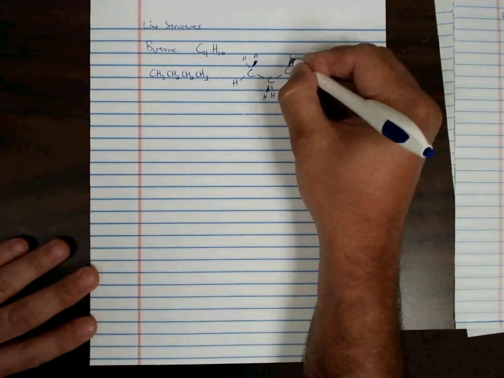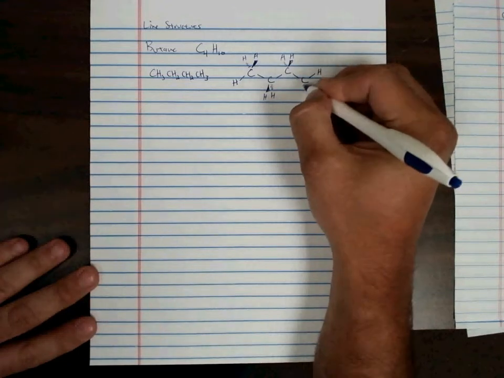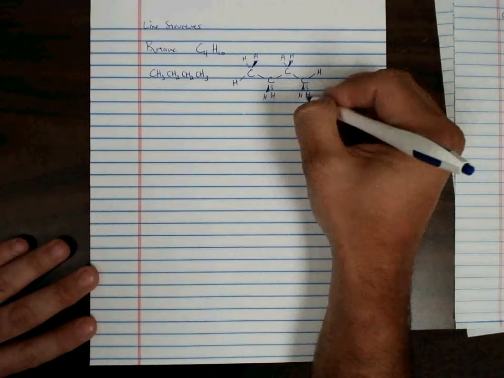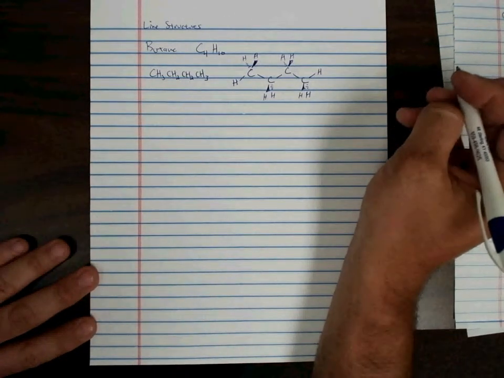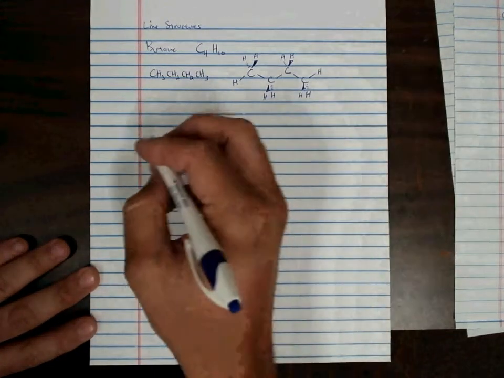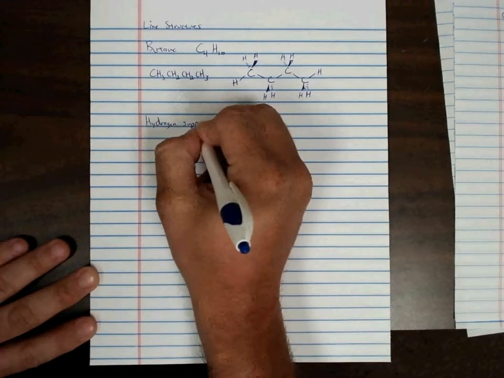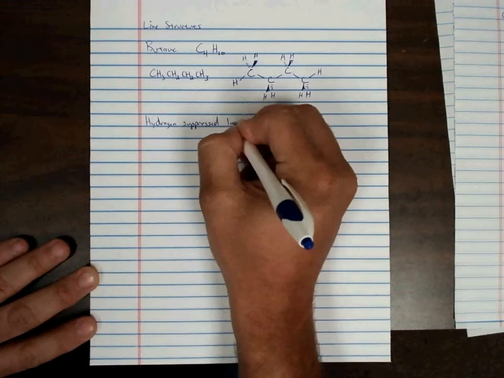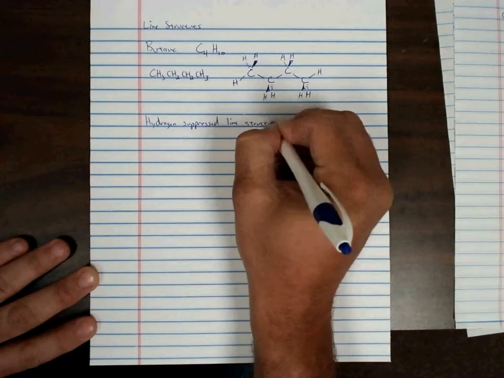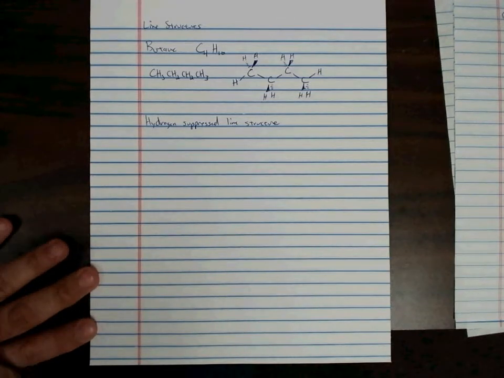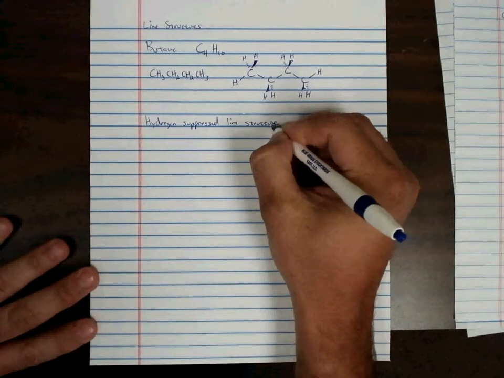So you'll notice though that this takes a while to fill in and really slows you down. So one of the things that we've done in organic chemistry is create what we call a hydrogen suppressed line structure. And what we're going to do is get rid of those carbons and hydrogens and focus only on the other things that are important.